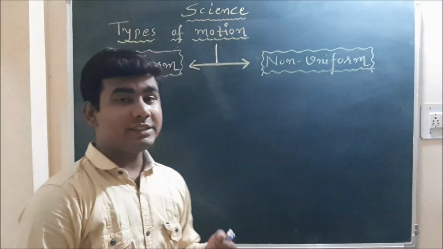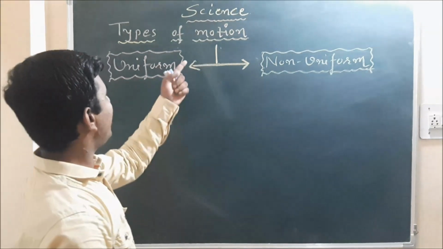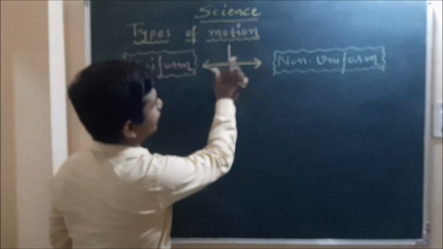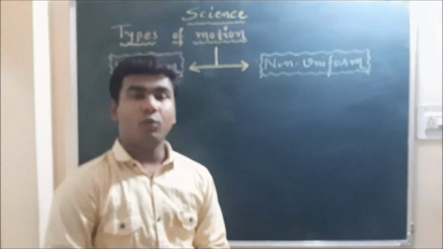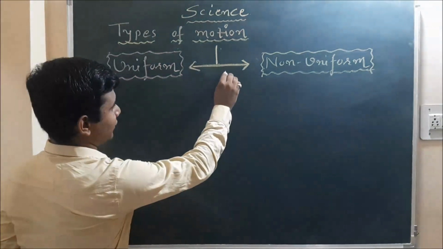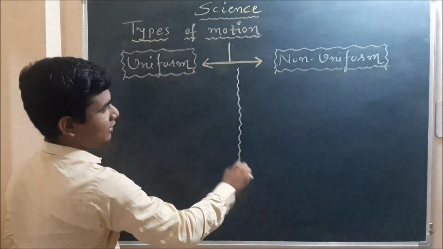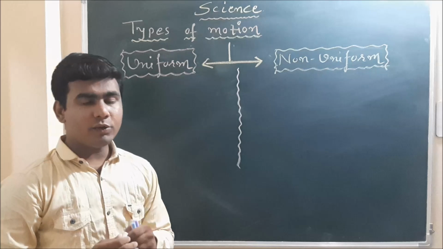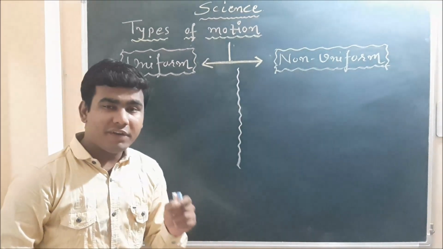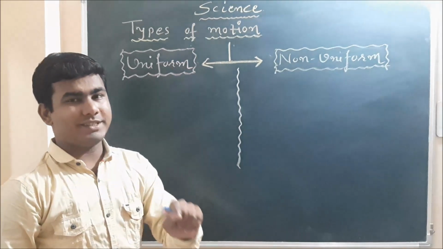Okay, in types of motion we will have two types of motion. First is uniform motion and the other is non-uniform motion. Now what is called uniform motion and what is called non-uniform motion? So let us try to understand. In uniform motion, the distance traveled by the object in every interval of time will be the same.